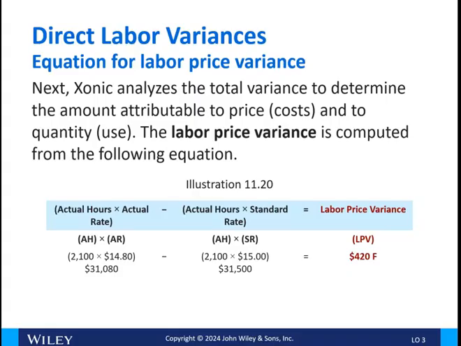So in this case, 2,100 hours at $14.80, actual and actual, is $31,080. Our standard rate at those actual hours would have given us 31,500. So again, that's 2,100 actual hours times our $15 standard rate. So we see that we're $420 favorable from a labor price perspective. So our labor price variance is $420 favorable.